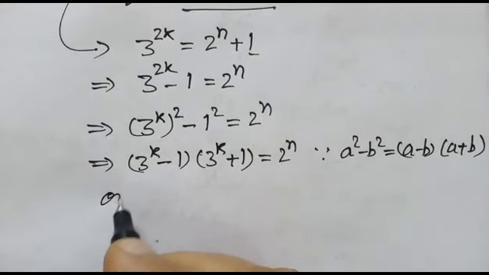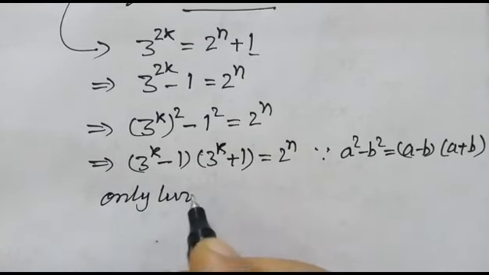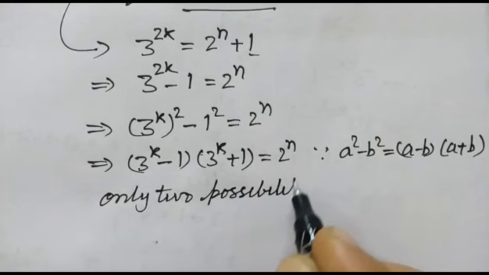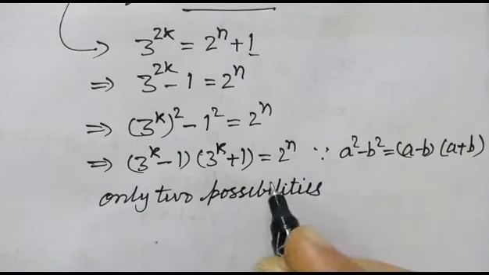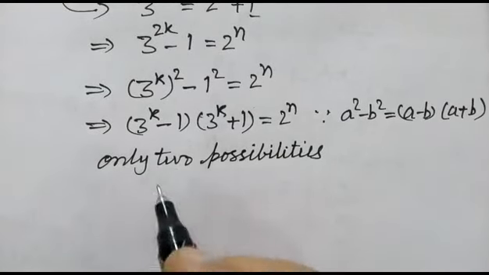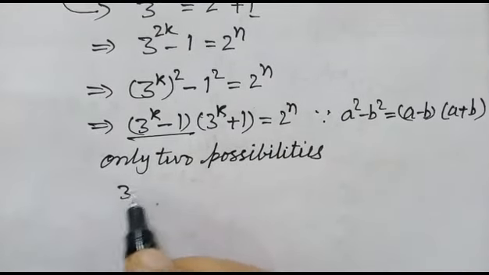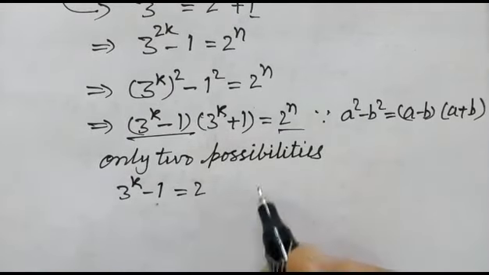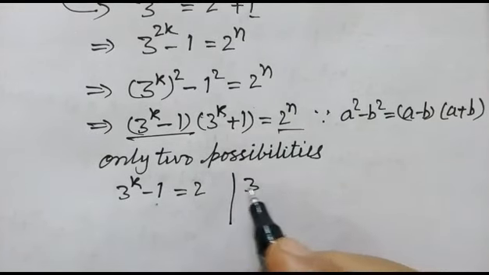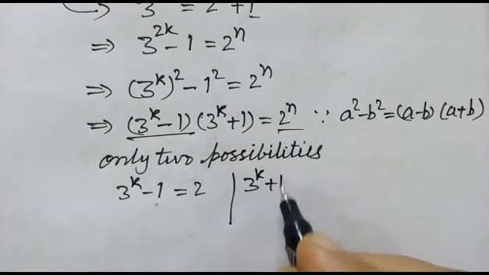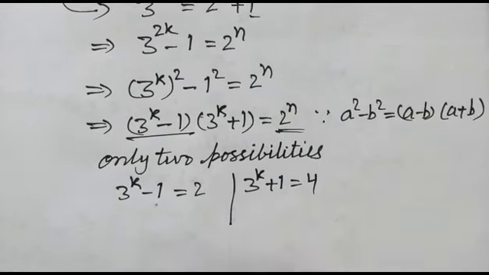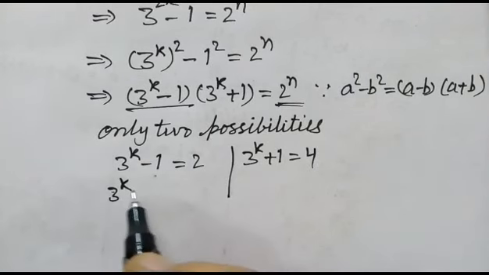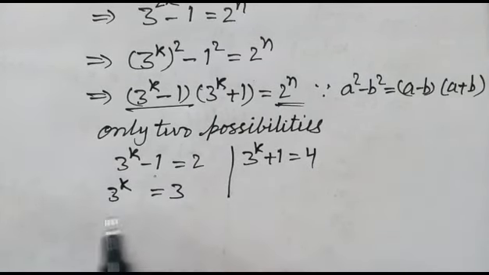Now we have only two possibilities. This 3 to the power k minus 1 is equal to 2, or 3 to the power k plus 1 is equal to 4. Only two possibilities. So 3 to the power k is equal to 3.